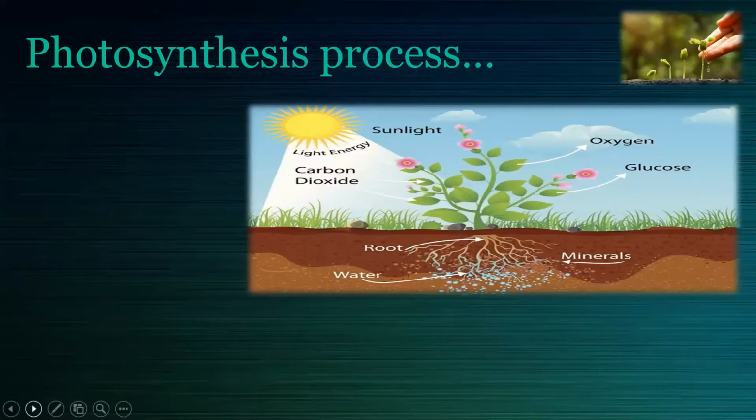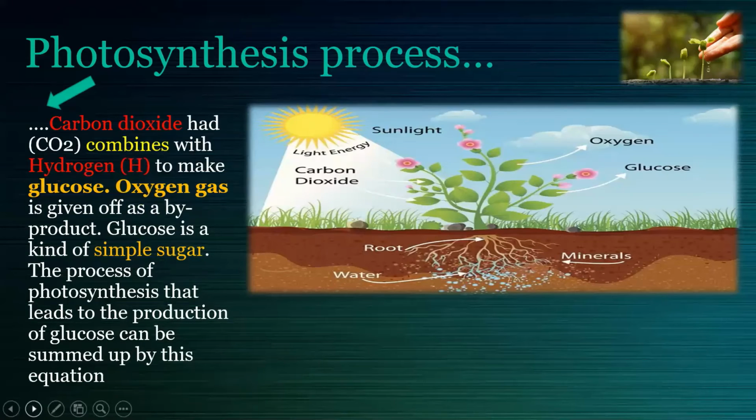In the photosynthesis process, the carbon dioxide combines with hydrogen to make glucose. Oxygen gas is given off as a byproduct. Glucose is a kind of simple sugar. The process of photosynthesis that leads to the production of glucose can be summed up by this equation.